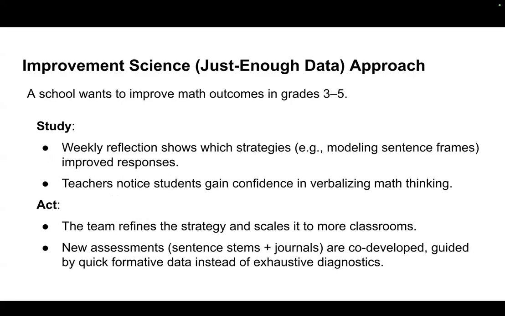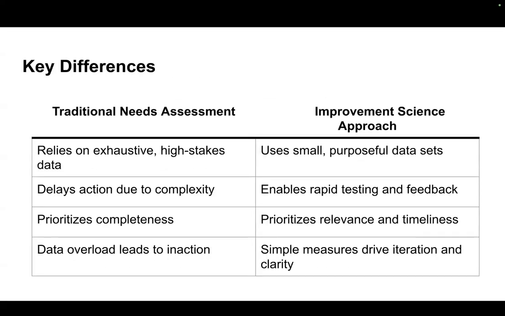The weekly reflection shows which strategies improved responses. So if they're doing these types of things, how are they actually getting better? Teachers notice students gain confidence in verbalizing math thinking, if that's what you want to do. The team refines strategy and scales it to more classrooms. New assessments, sentence stems, and journals are co-developed, guided by quick formative data instead of exhaustive diagnostics. This is just enough data, just enough to make forward progress. And again, I like data, but we have to be careful with how much we're doing.